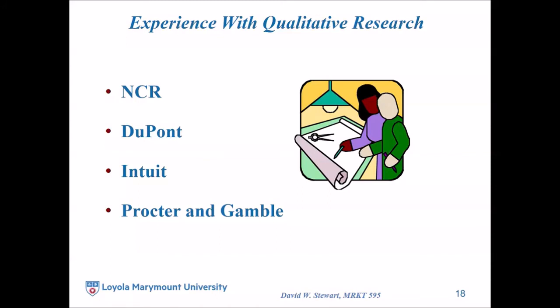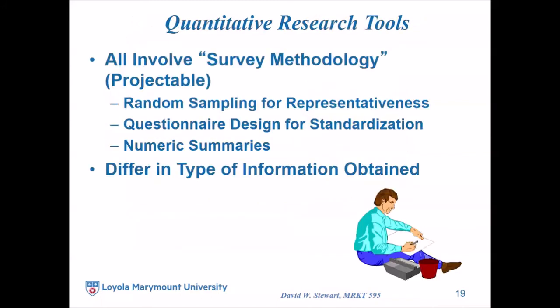But they figured that out because they went and talked to customers. That's qualitative research. Now let me talk about quantitative research. All quantitative research, where we're actually collecting data, involves some type of survey methodology. So what that means is that we need a relatively large sample, not huge, but relatively large. It needs to be random because we want to be sure we're representing the larger market.